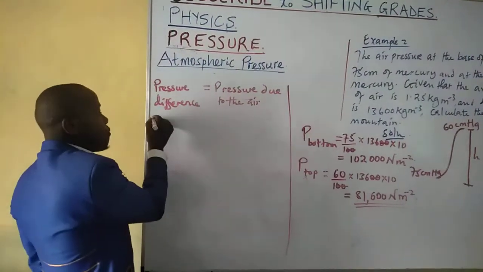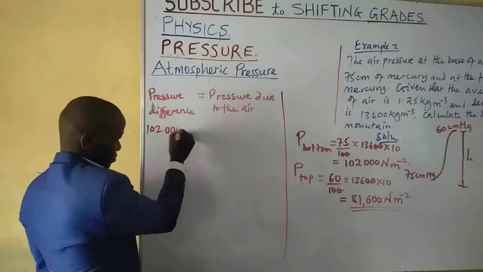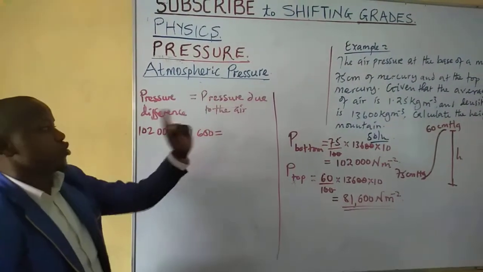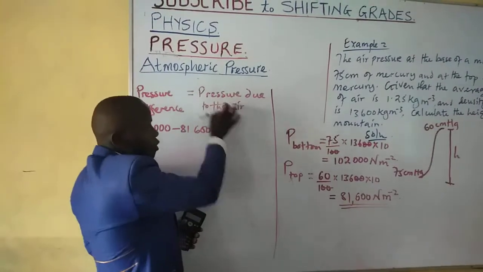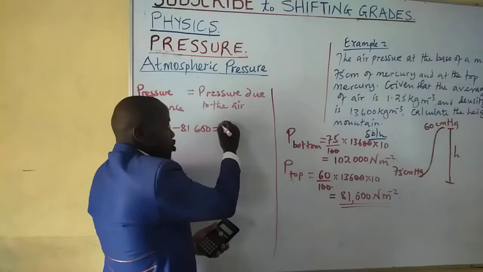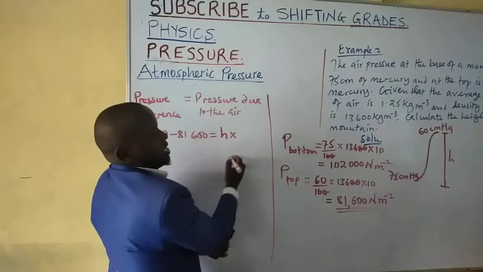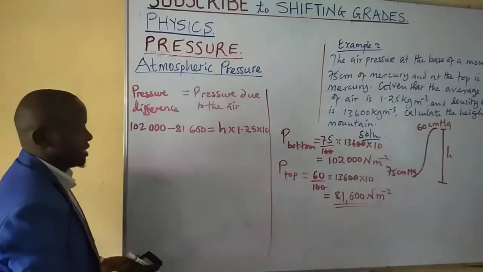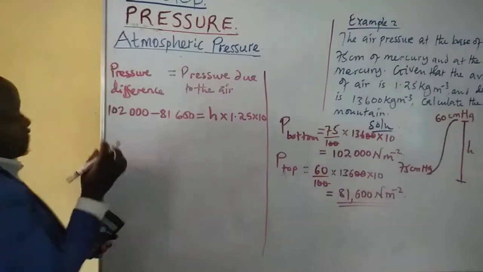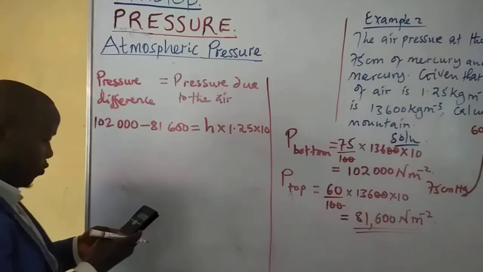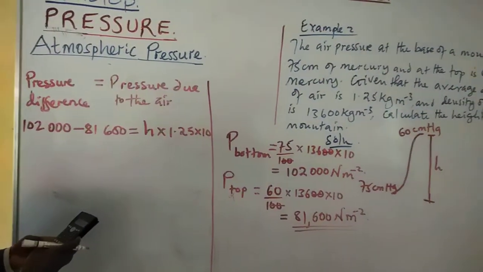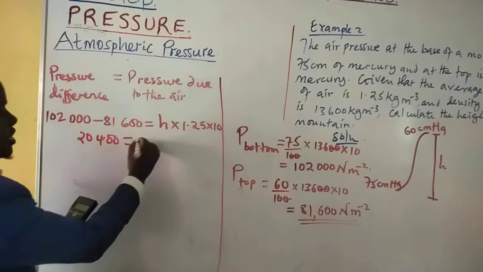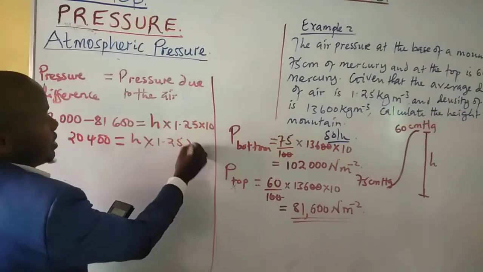Therefore, we can say pressure difference will be pressure at the bottom minus pressure at the top, which will be equal to the pressure due to the air column. And we know that the air column will have the height of the mountain. Therefore, it will be the height of the mountain times the density of air, which is 1.25, and g is always 10. On the Earth's surface, gravitational acceleration is approximated to be 10. Therefore, now we subtract: 102,000 minus 81,600. This will give us 20,400, which is equal to height times 1.25 times 10.